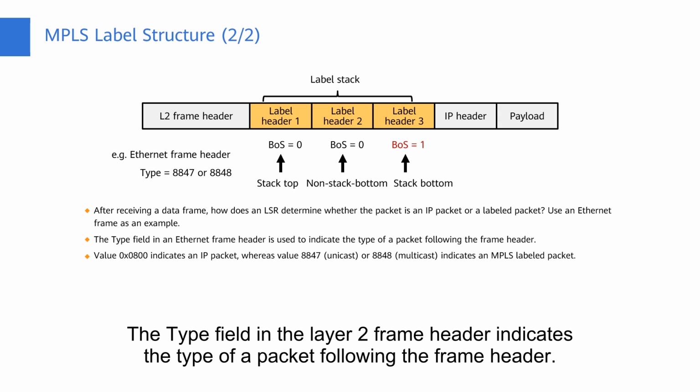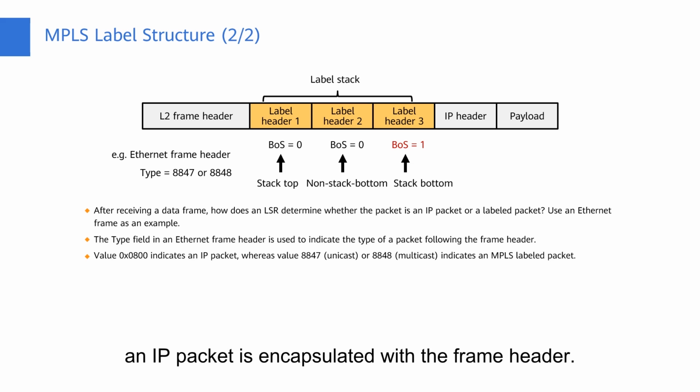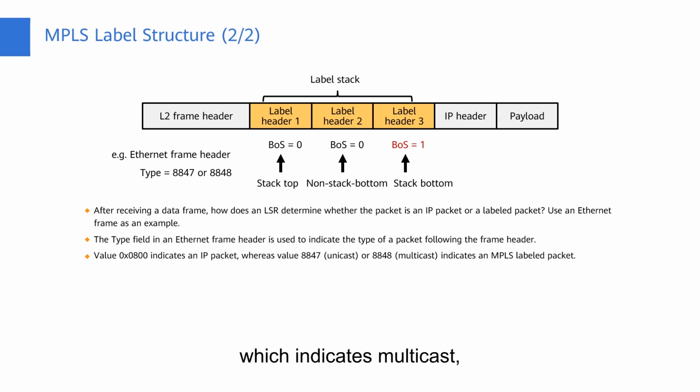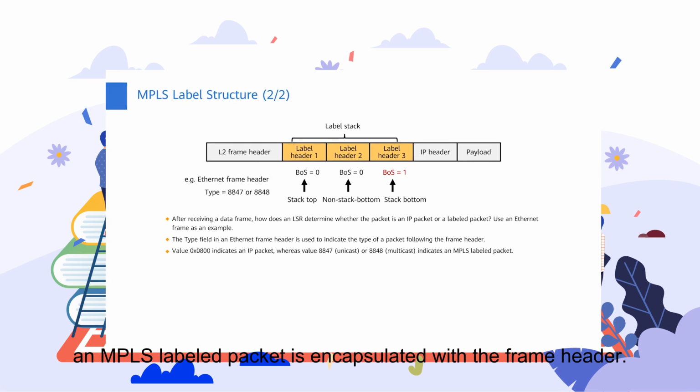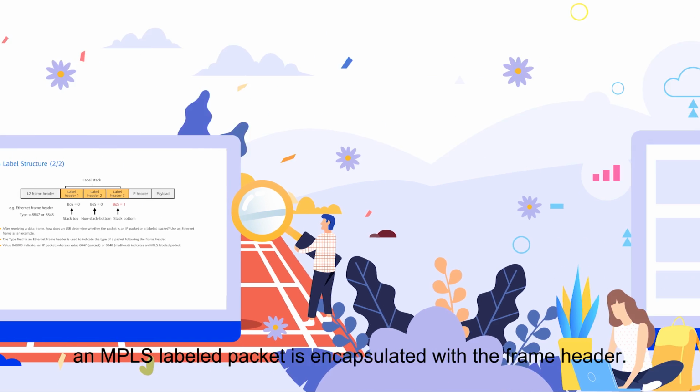The type field in the layer 2 frame header indicates the type of packet following the frame header. If its value is 0x0800, an IP packet is encapsulated with the frame header. If the value is 8847, which indicates unicast, or 8848, which indicates multicast, an MPLS labeled packet is encapsulated with the frame header.